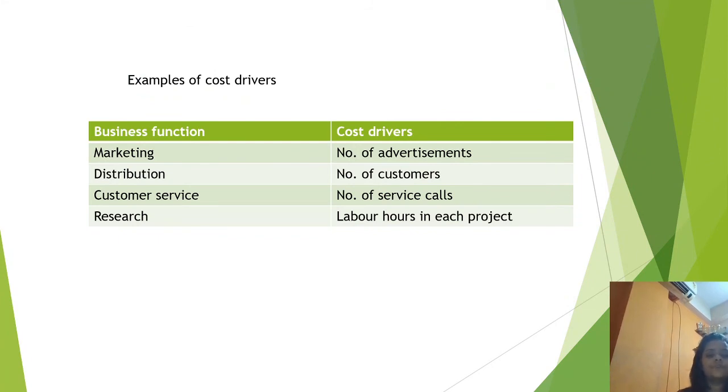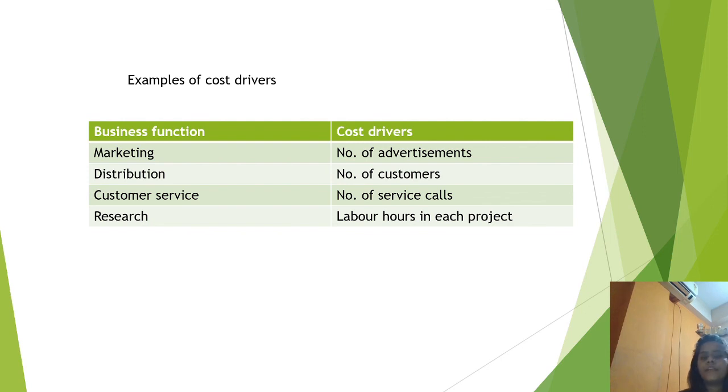Here are a few examples of cost drivers. Marketing expenses. If you place one advertisement on a television, you'll have to pay, say, 100 rupees. But if you place 100 advertisements, you'll have to pay 10,000 rupees. So higher the number of advertisements, more will be the marketing charges. For distribution, it will be the number of customers. For customer service, it can be the number of service calls. For research, it can be labor hours. The cost drivers can differ based on the parameters on which the cost pools have been negotiated.